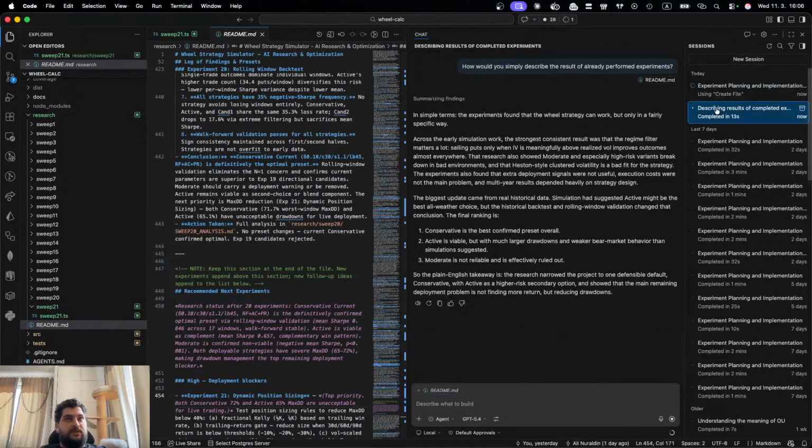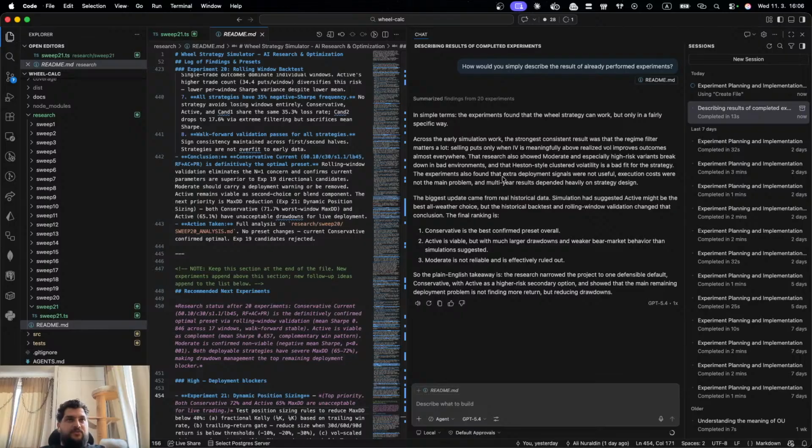Now it's writing the analysis. Okay, in simple terms, the experiment found that the wheel strategy can work, but only in a fairly specific way. Across the easy simulation work, the strongest consistent result was the regime filter matters a lot. Selling puts only when IV is meaningfully above realized volatility improves outcomes almost everywhere.